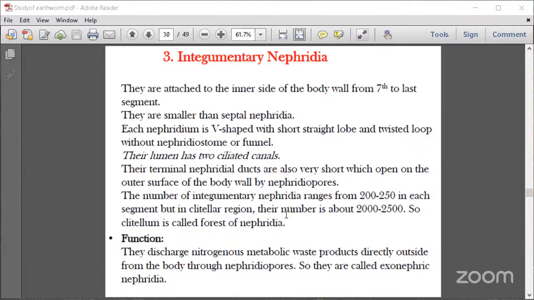Then the functions of integumentary nephridia. They discharge nitrogenous metabolic waste products directly outside from the body through the nephridiopores. That is why we call these nephridia exonephric nephridia. This is about integumentary nephridia.